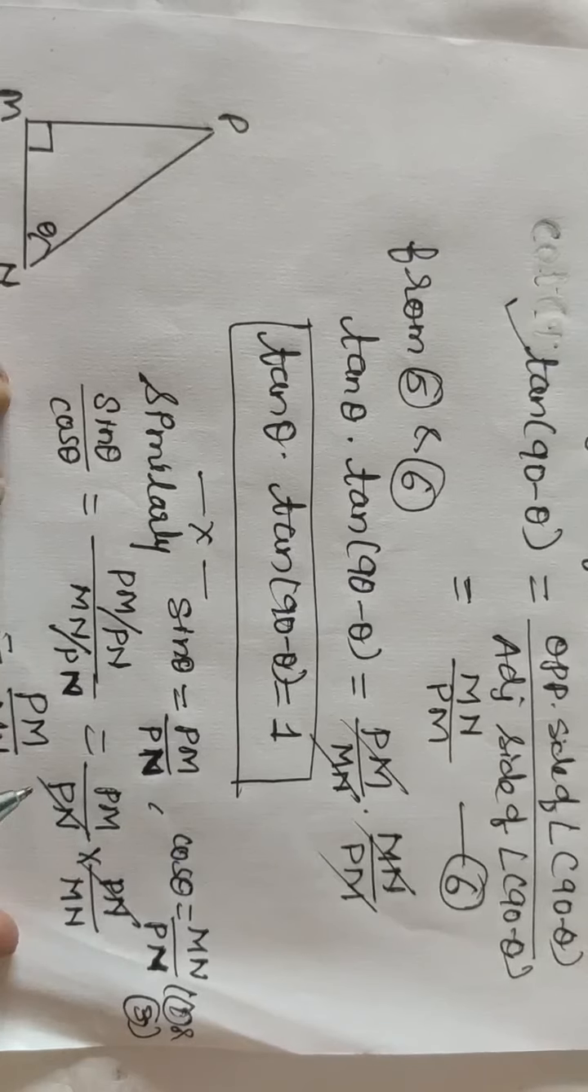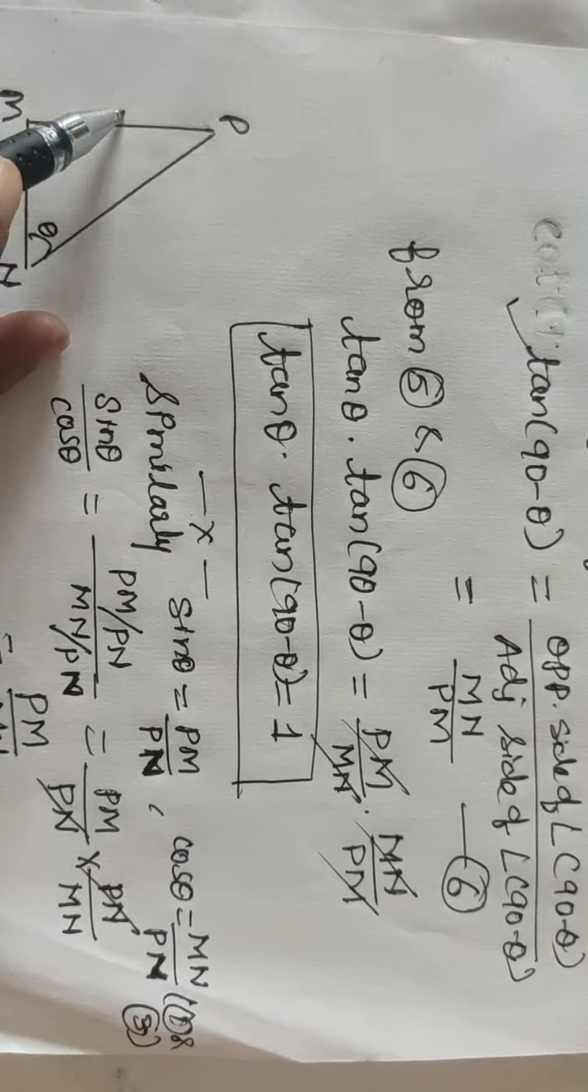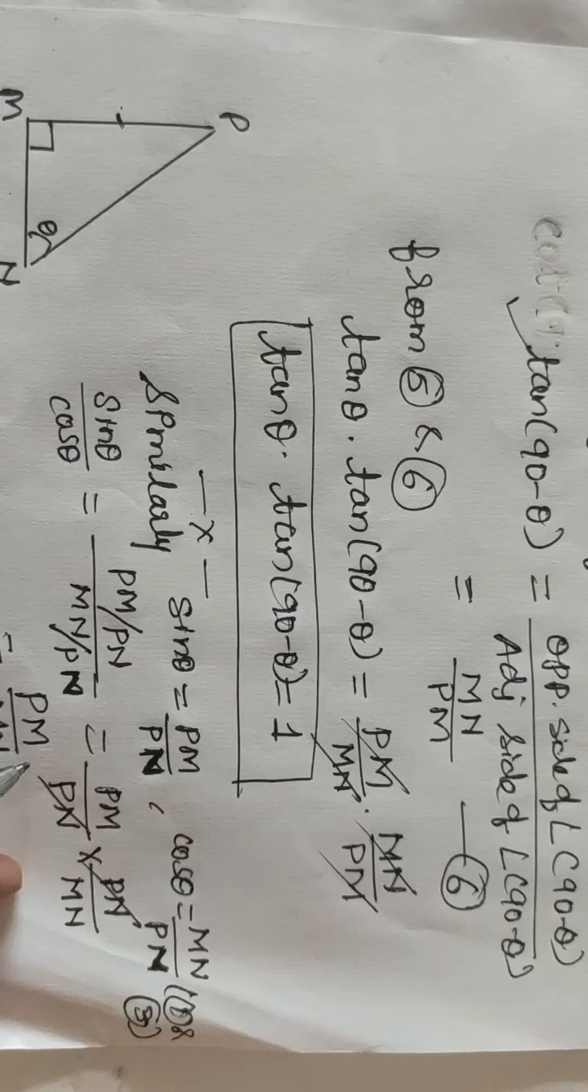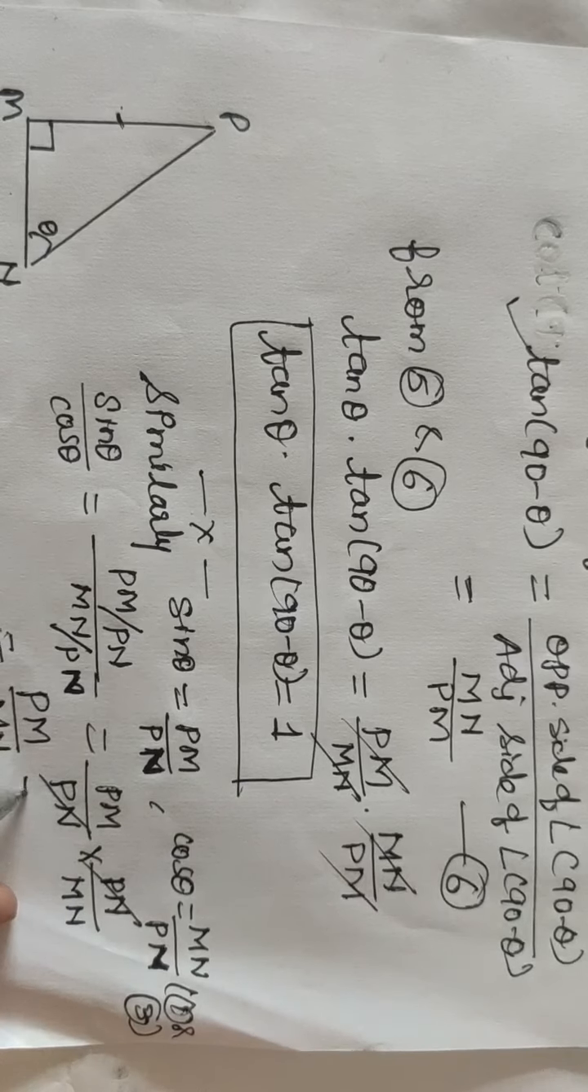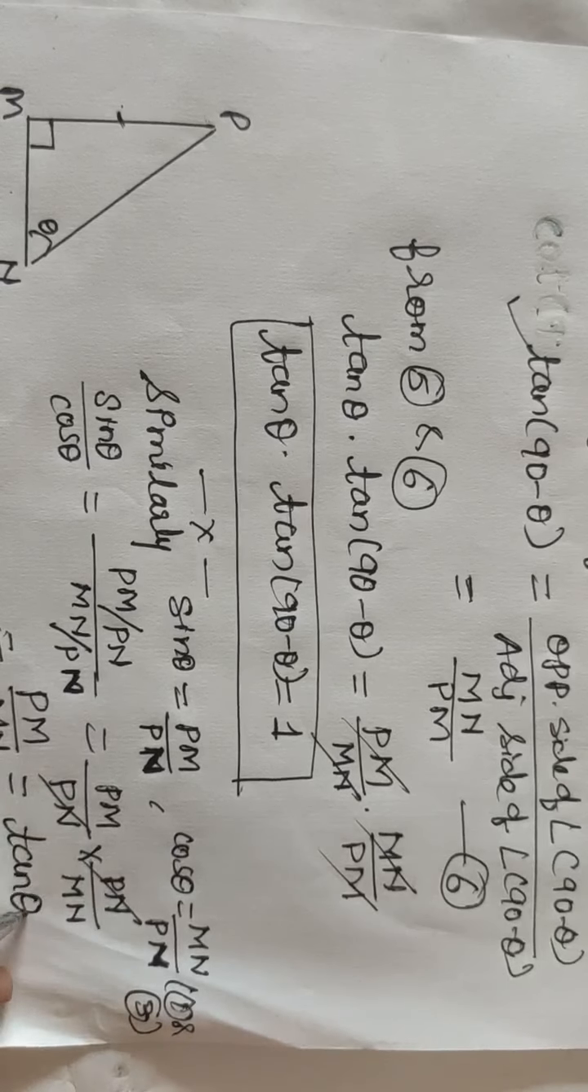Okay. Now just observe this PM and MN in the figure. This is PM and MN. Now this PM is which side of theta? Opposite side. And this MN is the adjacent side. So you have got the ratio as opposite side of theta by adjacent side of theta. And you know opposite side of theta by adjacent side of theta is which ratio? It is the ratio of tan theta.